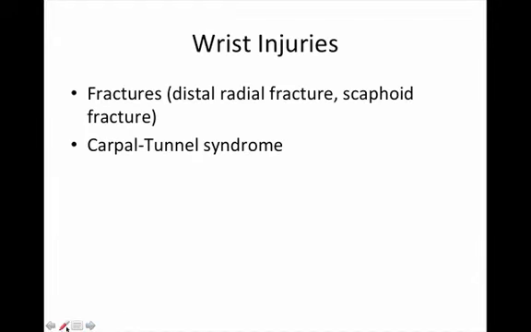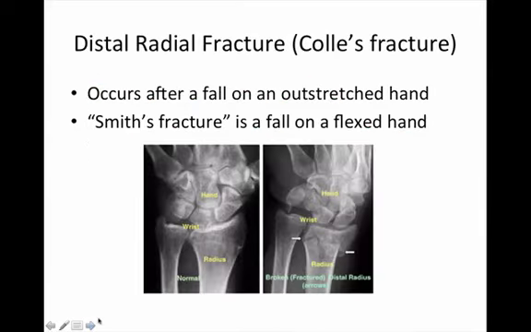Now let's talk about wrist injuries. Some of the common high-yield wrist injuries are fractures, which include a distal radial fracture and a scaphoid fracture, and then carpal tunnel syndrome, which is not a fracture, but is a compression of the median nerve within the carpal tunnel. So let's get into each one of these.